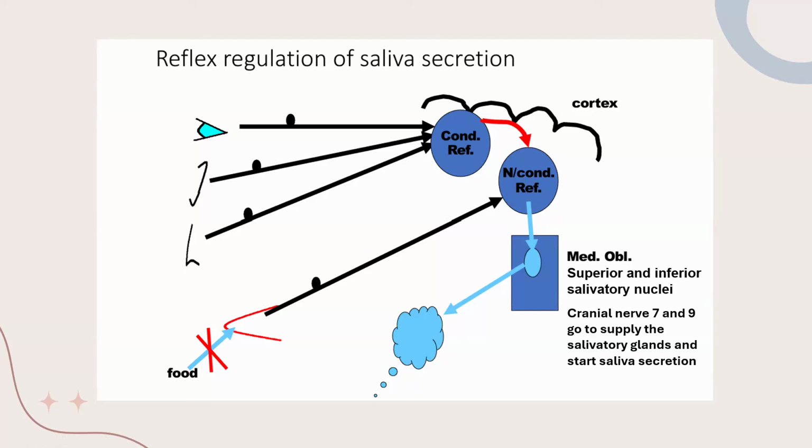With time, when the stimulus is a first-time thing, the signal goes to the cortex. But with time, as the conditioned reflex becomes associated in our brain with food, and we directly know this is something that has to do with food, then it doesn't need to cross the cortex. It will directly go to the unconditioned reflex center in the medulla oblongata, the superior and inferior salivatory nuclei. As I said, cranial nerves 7 and 9 go to supply the salivary glands and start saliva secretion.